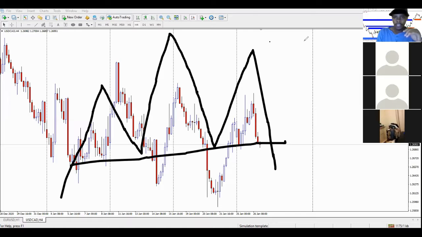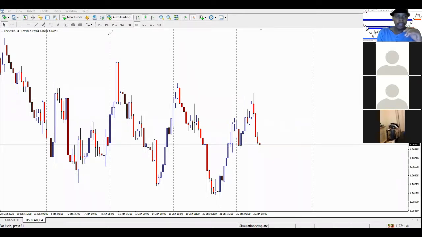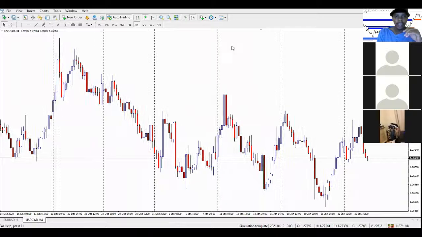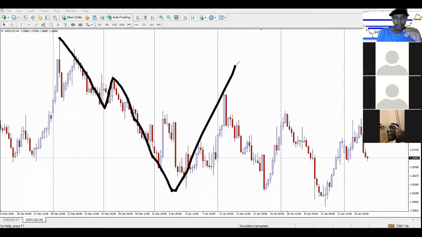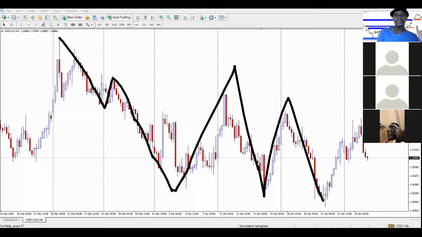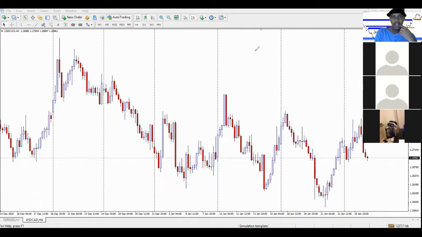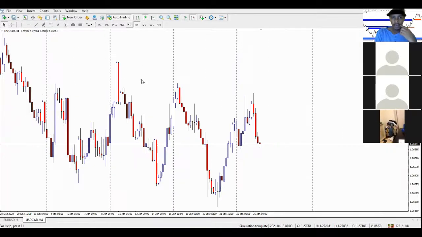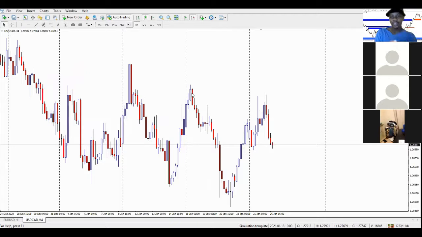Okay, so for instance, let's make an example on this chart of USD CAD. As you can see, USD CAD for the past, I don't know how many weeks, has been going down: push, then a pullback, another push, a pullback, another push. It's very clear that this market was in a downtrend. So what are we going to look for if we know that this market is in a downtrend?